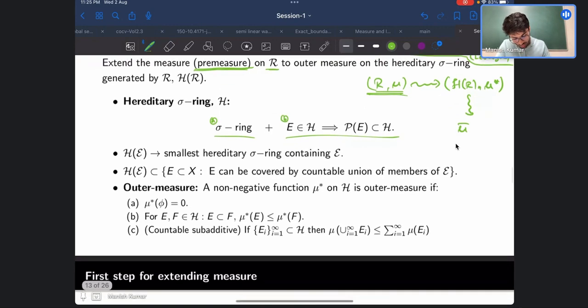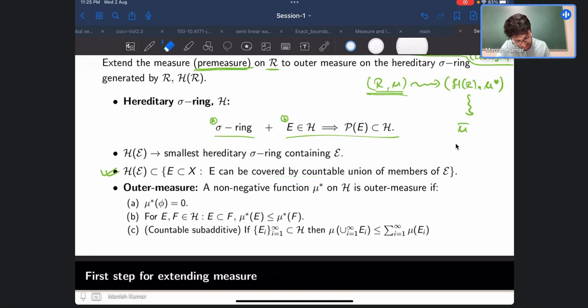Now this H of epsilon basically denotes the smallest hereditary sigma ring which contains E. This property is very much important for defining outer measure. That is why I have included it here.